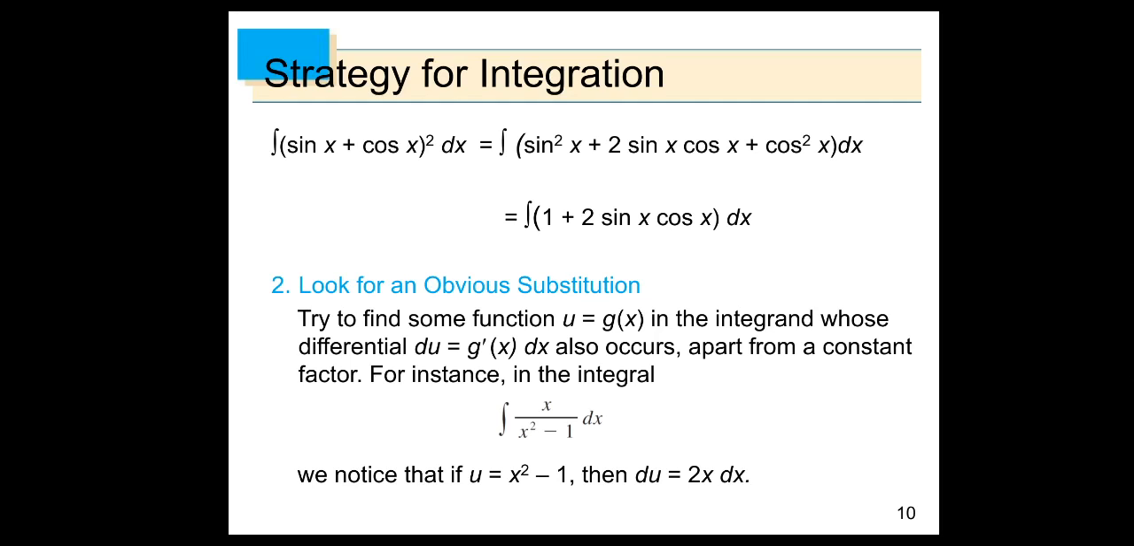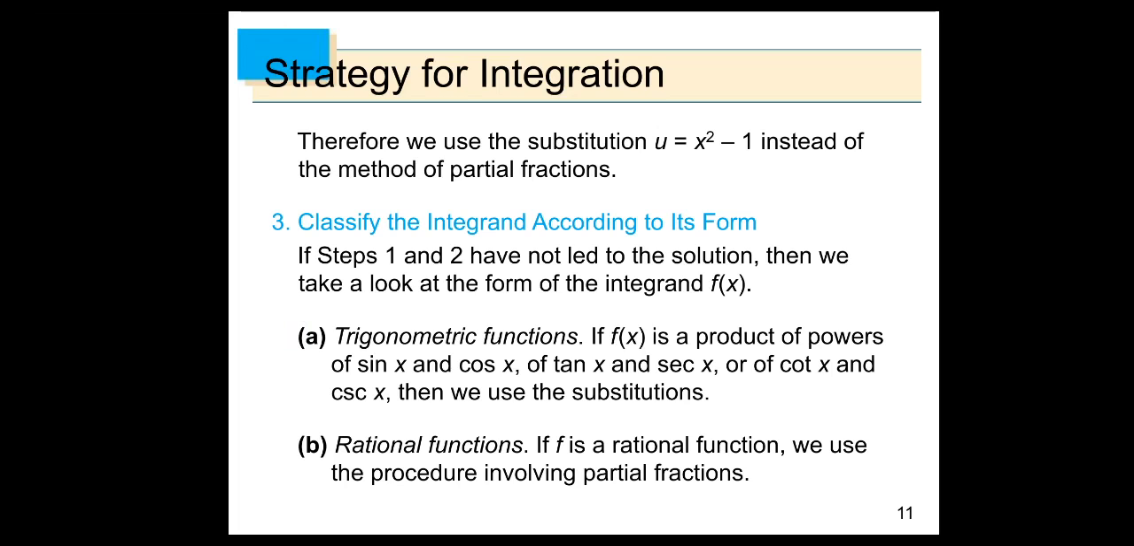Second thing is look for the obvious substitution. So you try to find some function u is equal to g of x in the integrand whose differential du is equal to g prime of x dx also occurs, apart from the constant factor, right? For example, if we have this particular expression, integral x by x square minus 1 dx, right? Now we just substitute u is equal to x square minus 1, then du is equal to 2x dx, right? Therefore we use the substitution u is equal to x square minus 1 instead of the method of partial fractions.